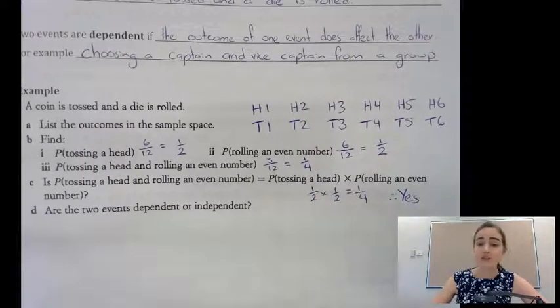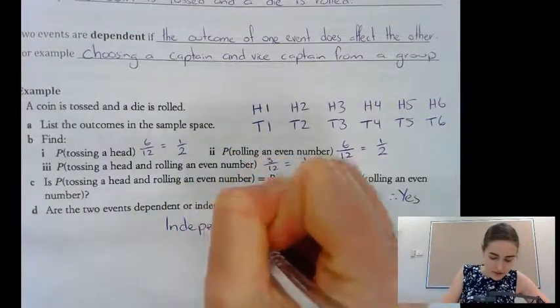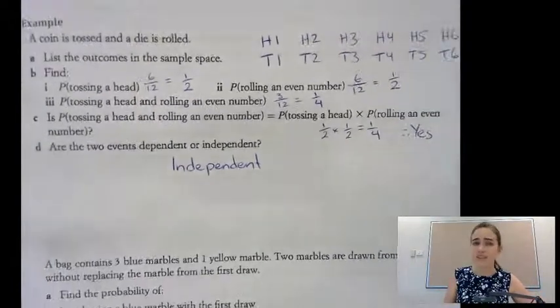And then it says, are the two events dependent or independent? We already said those are independent because the result of the coin toss doesn't affect the roll of the die at all.